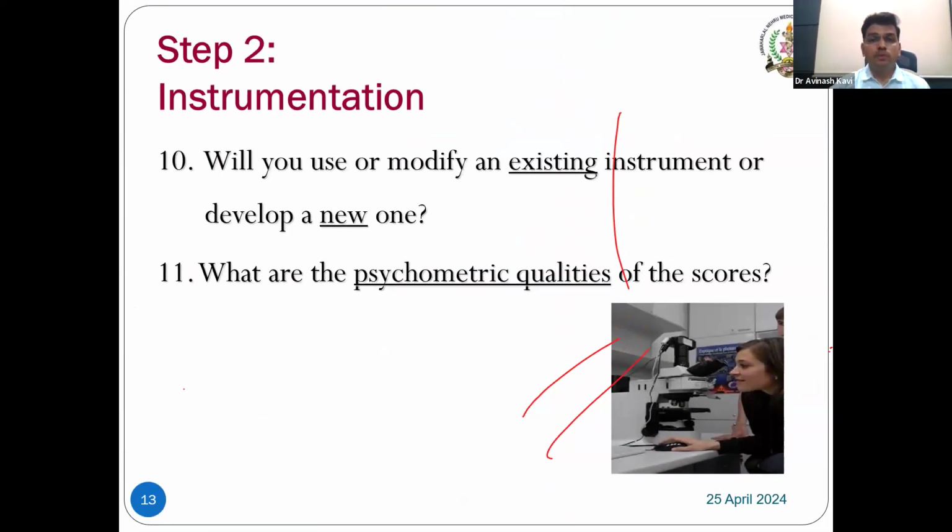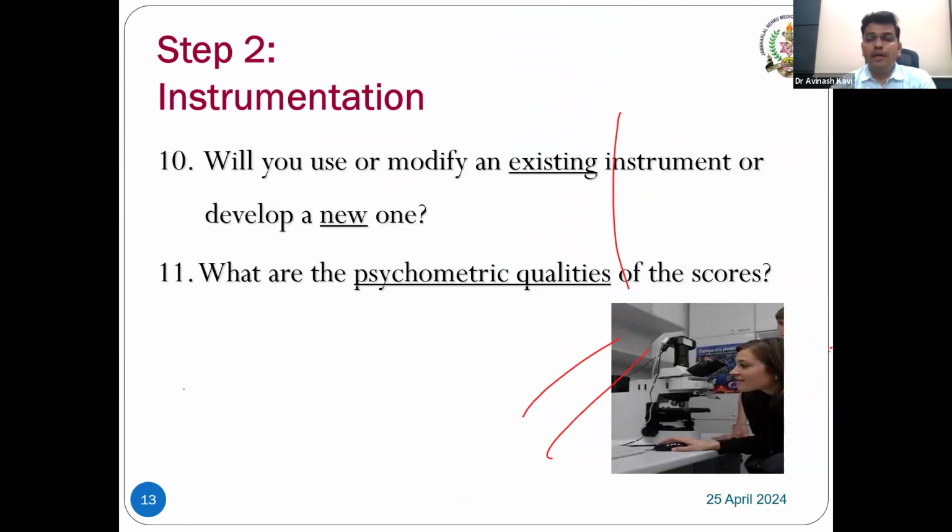Step 2 is the instrumentation. Of course, we all know how we are going to collect the data is based on your questionnaire. So are we going to design a separate independent questionnaire, or are we modifying an existing instrument? For example, I'll give a different example.